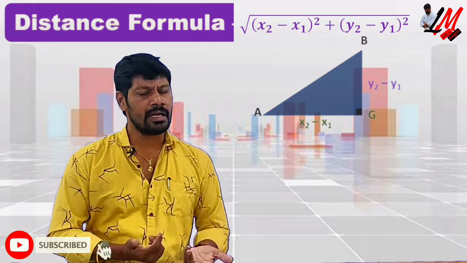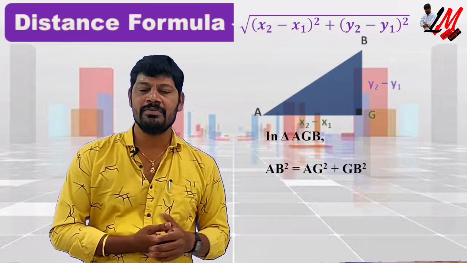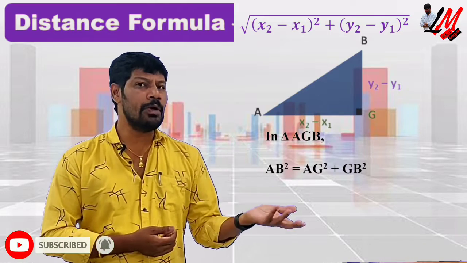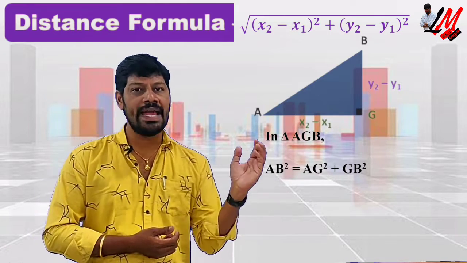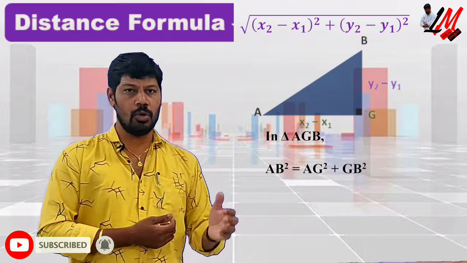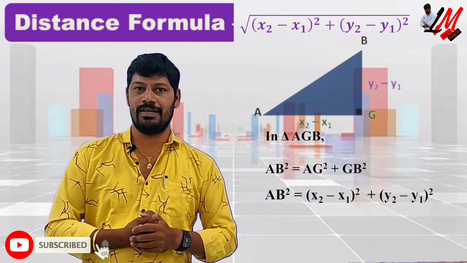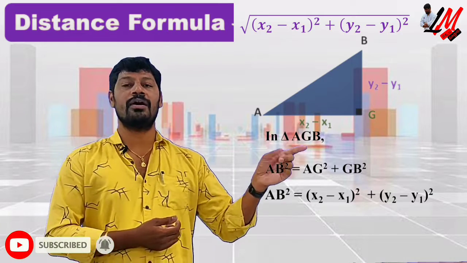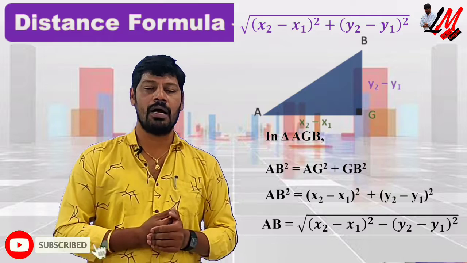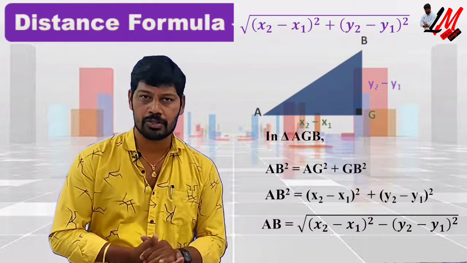Now in any right triangle, we can apply Pythagoras theorem. So in triangle AGB, AB square is equal to AG square plus BG square, which is Pythagoras theorem. So AB we don't know, we consider AB square only, is equal to AG, which can be replaced with x2 minus x1, and BG can be replaced with y2 minus y1. So AB square is equal to x2 minus x1 whole square plus y2 minus y1 whole square, where AB is going to be the square root of x2 minus x1 whole square plus y2 minus y1 whole square, which is actually called the distance formula, or formula to find the distance between given two points A (x1, y1) and B (x2, y2).